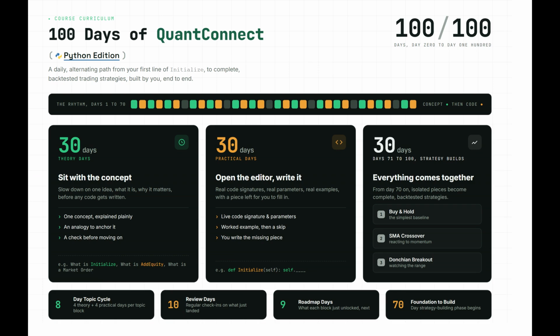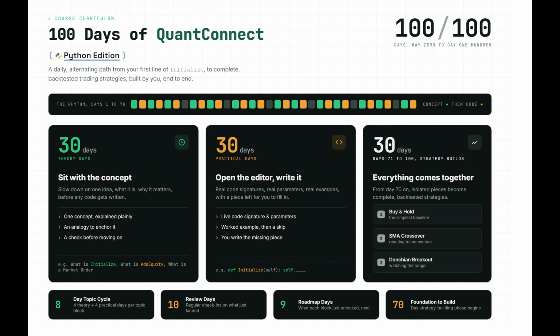This course is split into two kinds of days: theory days and practical days. About 30 of your 100 days are theory days. These are the days where we slow down and we really sit with a concept. What is an indicator? What is a market order? What does initialize actually do behind the scenes before any trading even begins? On these days, I'll walk you through the idea, give you an analogy to anchor it in something familiar, and then check that it's actually landed before we move on.